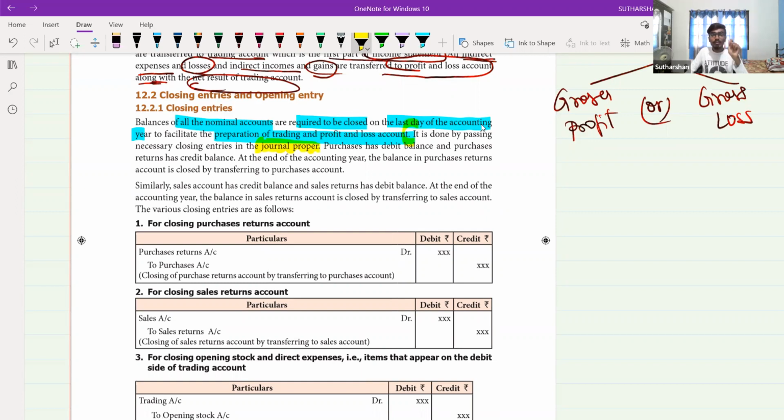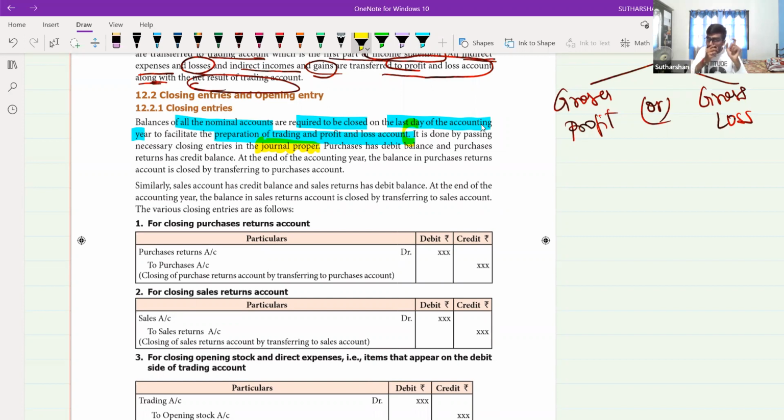In the subsidiary books, we have learned about 8 subsidiary books, right? In journal proper, we are passing opening entry and closing entry, not in a normal journal. Journal proper also looks like a journal only. We create a separate journal proper, and in that we pass opening entries, closing entries and adjustment entries.